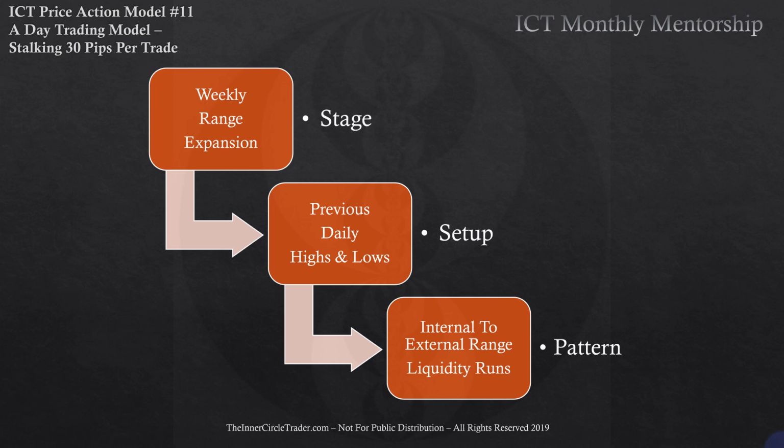The stage for this model is obviously still working within the weekly range expansion. Now you're probably noticing that that's pretty much the stage for all of them, and that's the definition that promotes a high probability trade, if we're trading in the direction of that weekly range expansion. Right away the question is going to be, well, how do I know what direction that is? Well, it's the same thing you see me doing on intraday charts applied to a weekly chart.